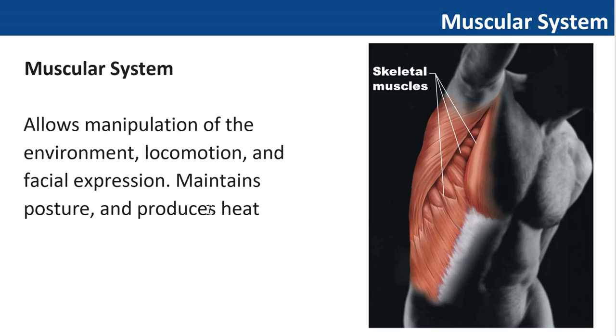These muscles are distinct from the muscles of the heart and other hollow organs, which move fluids such as blood or urine, or other substances such as food. So, the muscular system allows manipulation of the environment, locomotion, and facial expression. It maintains posture and also produces heat.